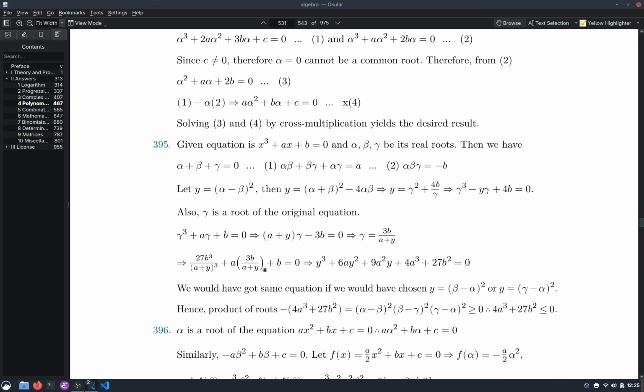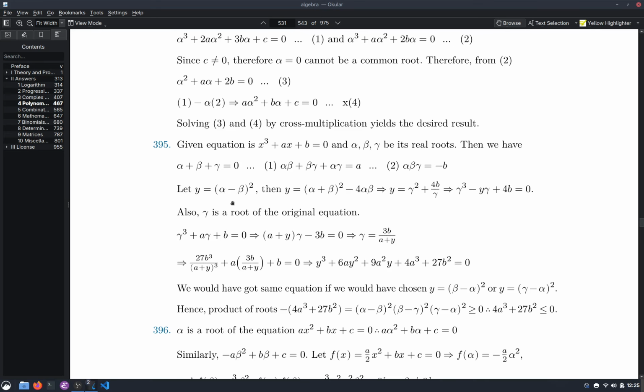Now we would get the same equation if we would have chosen y is equal to beta minus alpha whole square or gamma minus alpha whole square. Hence, this equation is true for y. So similarly, y could be beta minus gamma over here and gamma minus alpha, it does not matter.